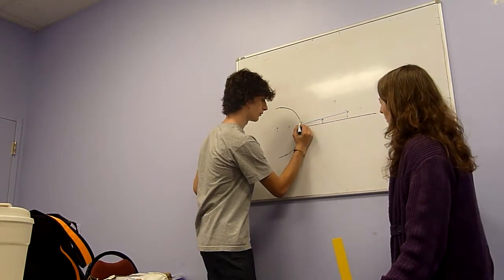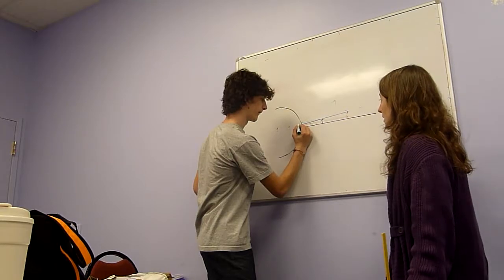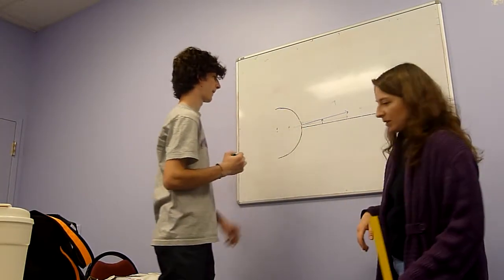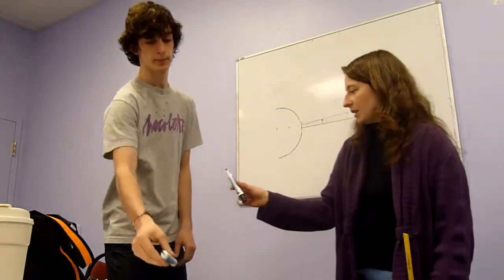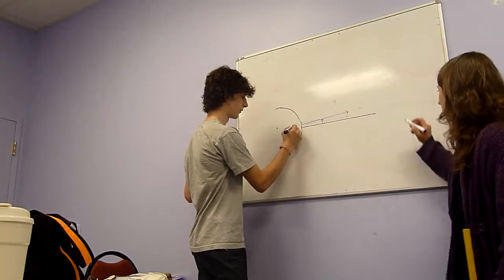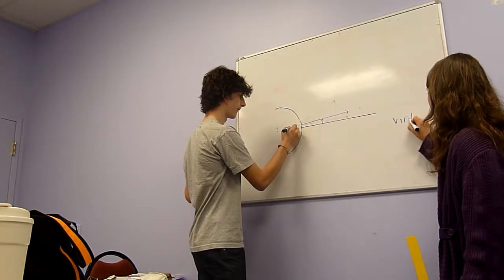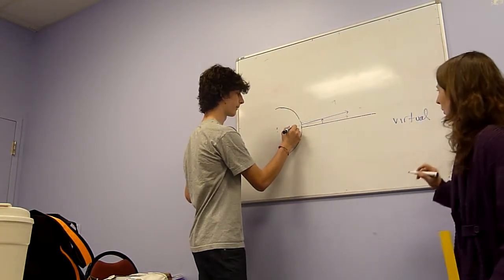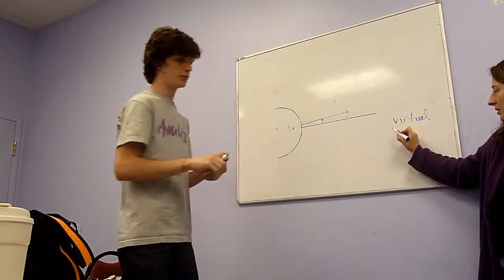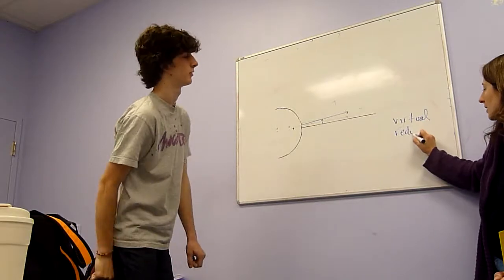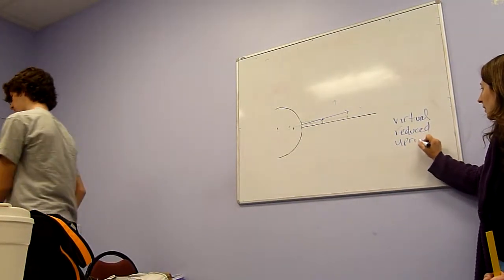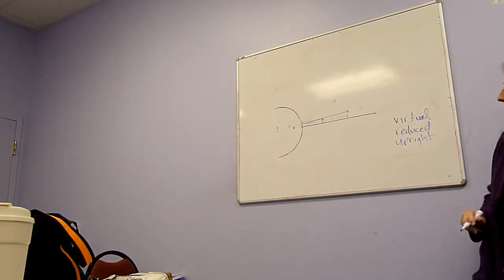Okay, so the purple line is along the radius line, and the green line is through the focal point. So Nick gets an image that is where? Okay, so we know it's virtual because we had to extrapolate. Okay, I got it now. And is it reduced or enlarged? Reduced. And is it upright or inverted? Upright, thank you, Nick.